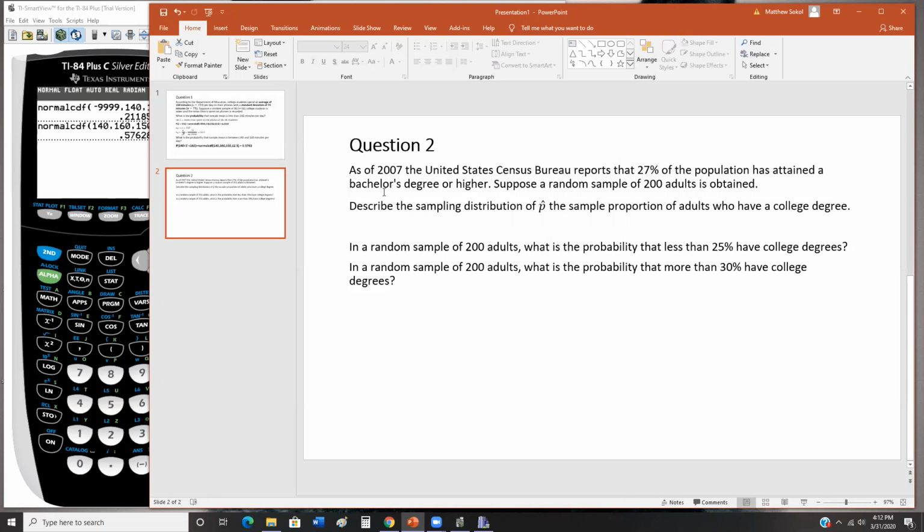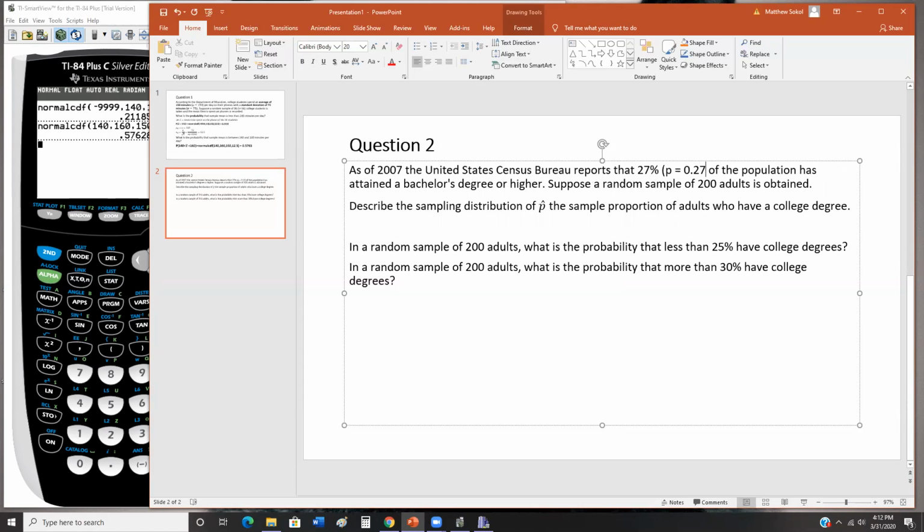So question 2 goes like this. As of 2007, so this is a little bit old, the United States Census Bureau reports that 27% of the population has obtained a bachelor's degree or higher. So what this is telling us right off the bat is the population proportion of people who have a bachelor's degree or higher is 0.027. Right, so then suppose a random sample of 200 adults is obtained. So that tells me my sample size.